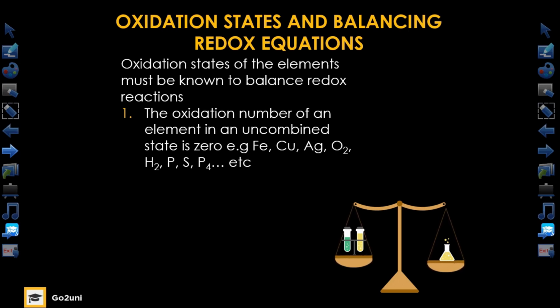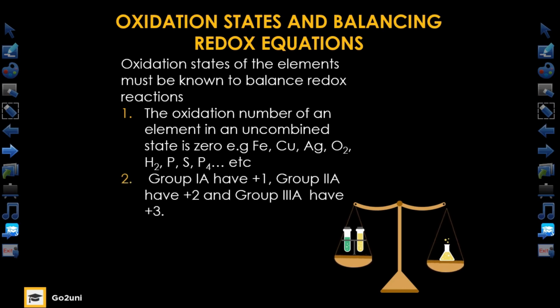Now, when we talk about oxidation states or oxidation number, the oxidation number of an element in its uncombined state generally is 0. So if we are talking about assigning the oxidation number of any element that is just on its own, it is 0. Any element on its own that is not combined with another element or other elements, its oxidation number is 0.